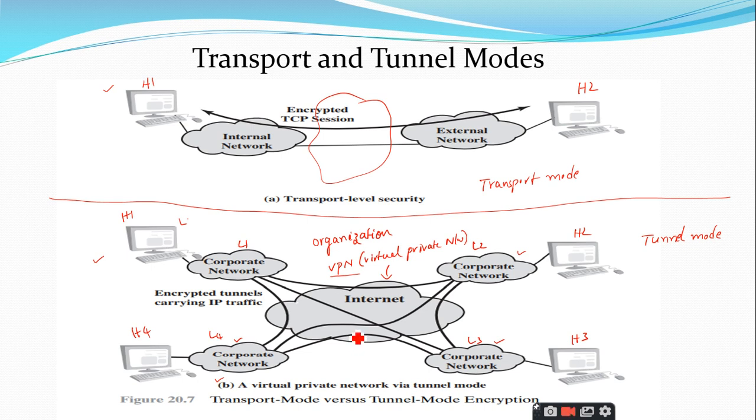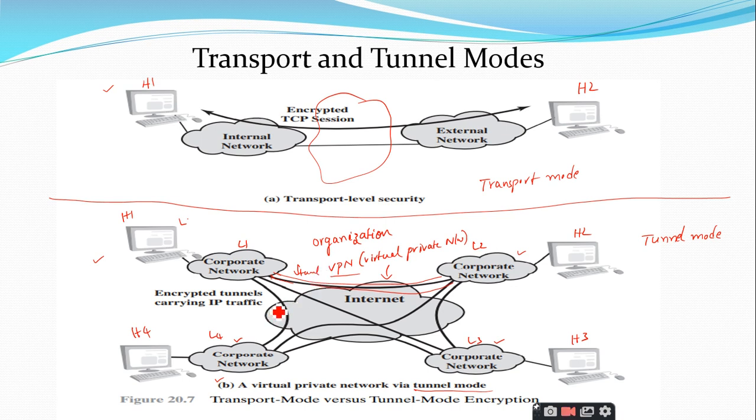But in the virtual private network via tunnel mode, you are going to create different networks for an organization that are situated in different locations, and those are connected via the internet, but there exists security between these networks. That is achieved by making use of the tunnel mode. So you can see that this private network is connected to H2 via this link. So this is going to operate in tunnel mode.